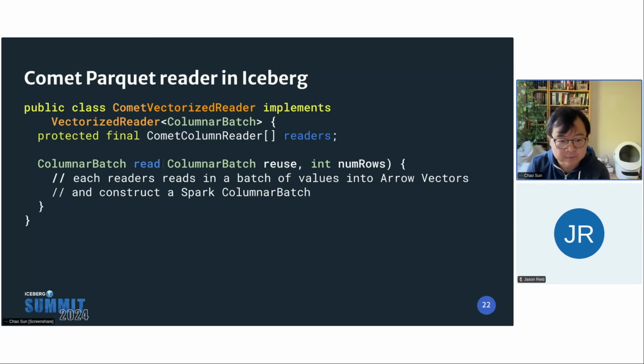Our current approach is that we have a concrete implementation called Comet Vectorized Reader that implements this interface. In particular, the read method for our Comet Vectorized Reader will read from Parquet and create a columnar batch that is implemented in Comet itself. The columnar batch is an interface in Spark, but we have implementations in Comet with our own logic.